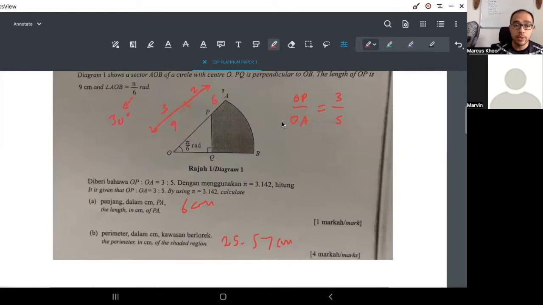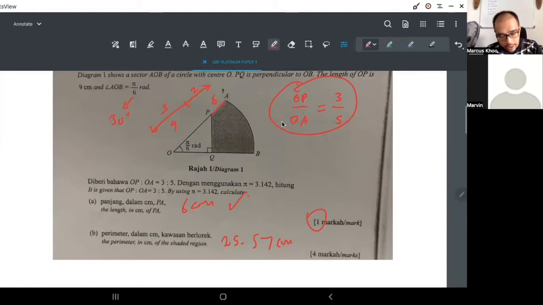Okay, so by using pi equals to 3.142, calculate the length of PA, in centimeter. So ini kita sudah settle lah. Okay, dengan menggunakan this ratio, kamu boleh tentukan bahawa PA adalah 6 dan the jejari adalah 15. Okay, dia satu markah saja, so nothing really much there lah.